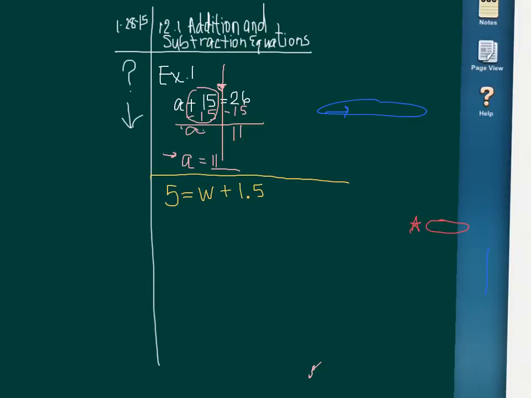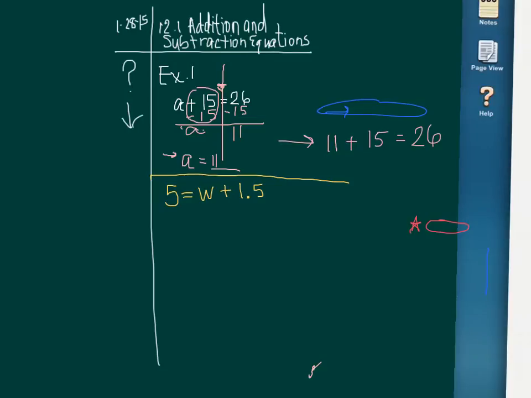You can go back and check it. I'm going to rewrite the problem, but instead of writing a, I'm going to write our solution, 11 plus 15. Is that equal to 26? Yeah, it is. So that is our solution.